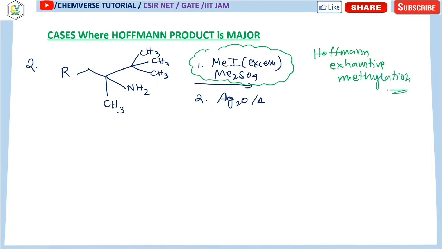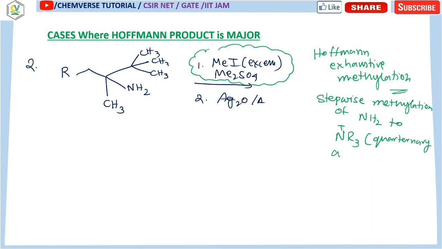So in this Hoffman exhaustive methylation, what we can see is that there is stepwise methylation of NH2. It is nothing but your stepwise methylation of NH2 to NR3 plus. That means a quaternary ammonium salt.